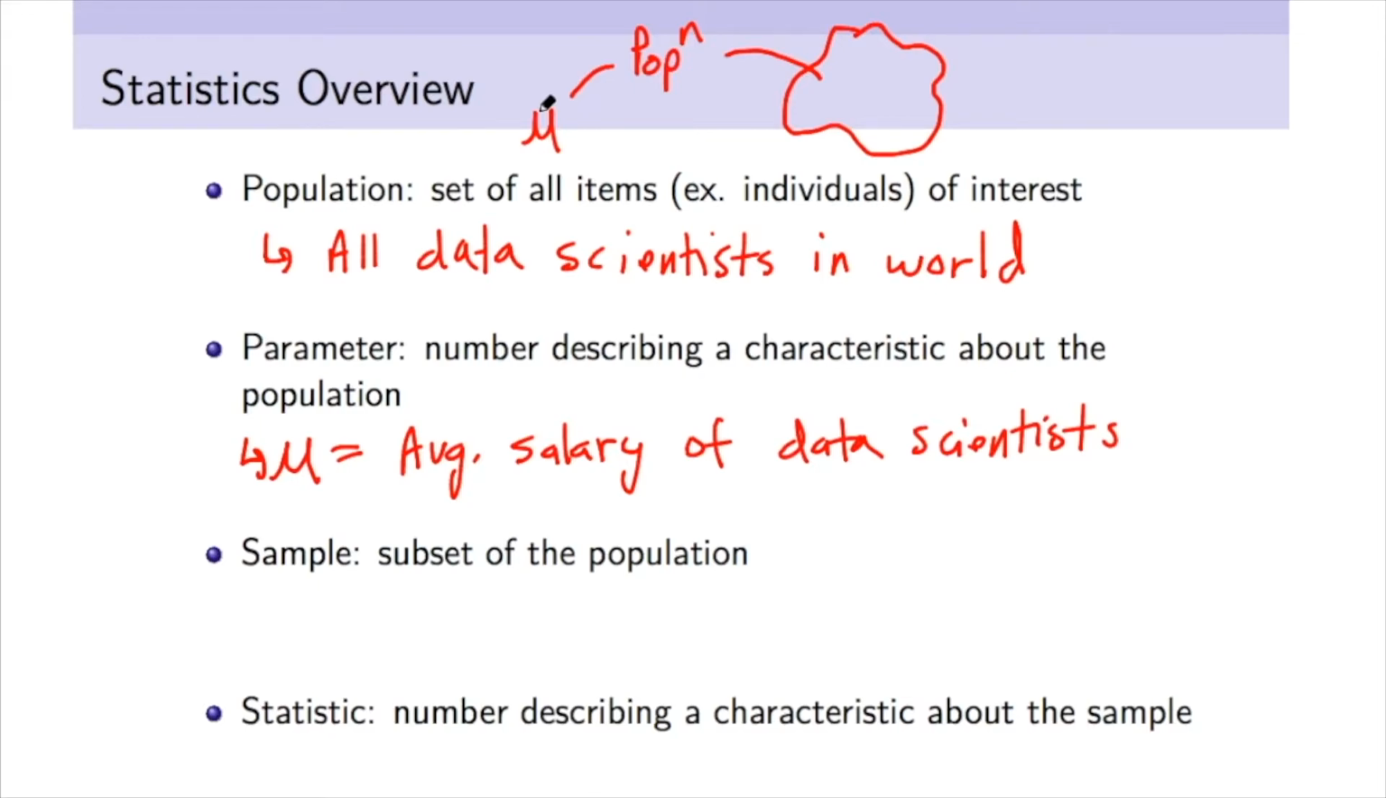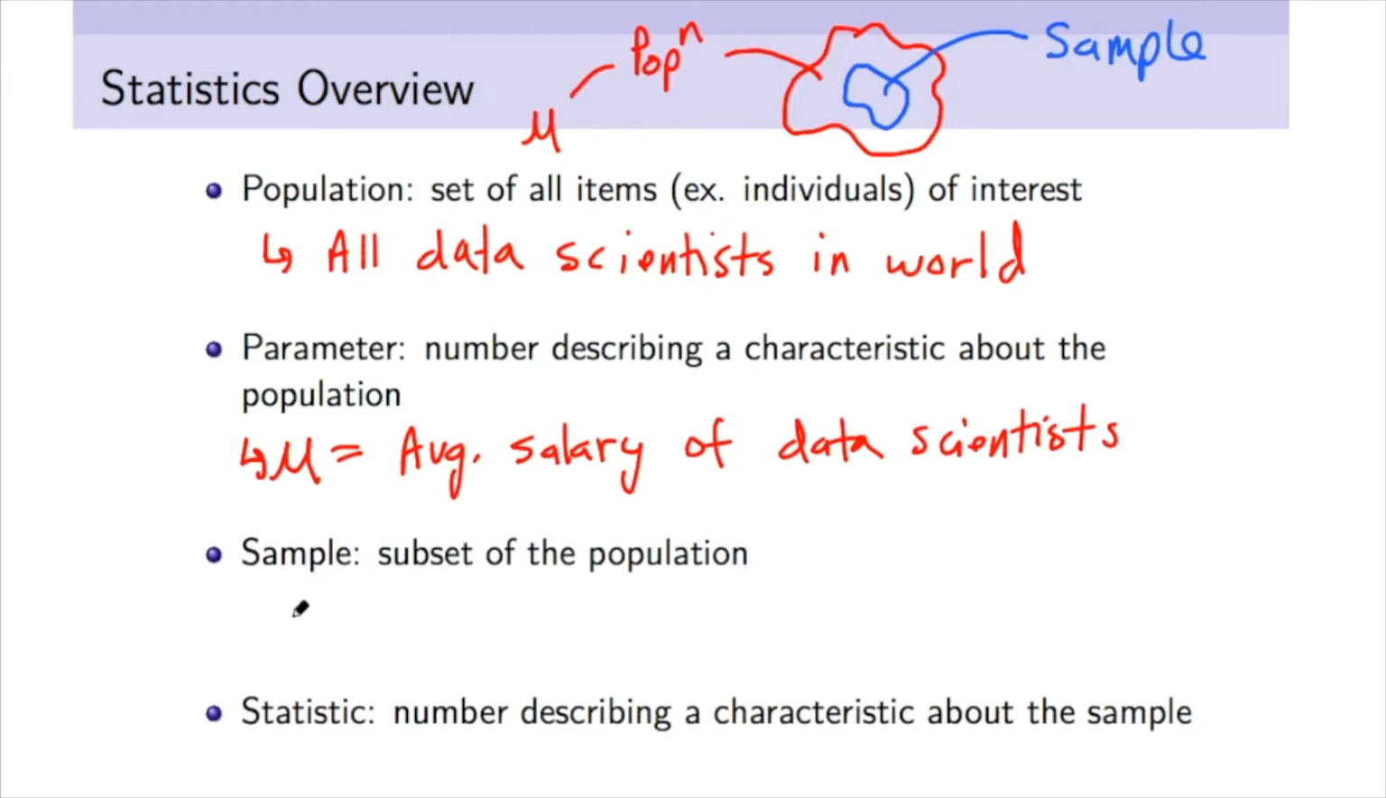A sample is a subset of the population. So let me actually describe that in this figure. In red, we have the population of data scientists, but we're not going to be able to go talk to every data scientist in the world. But what we might be able to do is talk to, let's say, 100 data scientists. So within this population, we're going to take a sample. In blue, I've drawn a subset of the population, and this is a sample.